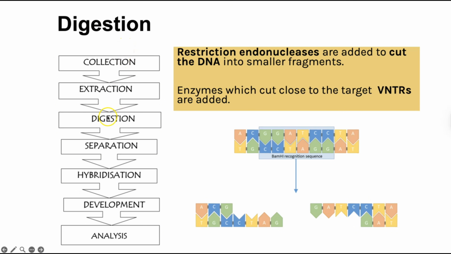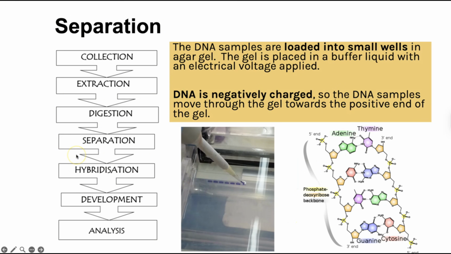Then we have the digestion stage once we've collected and extracted the DNA. And the digestion stage is when we use restriction endonucleases to cut that DNA up at the recognition sequence or restriction sites. And enzymes which cut close to your target VNTRs will be added, and we get that palindromic sequence with those sticky ends.